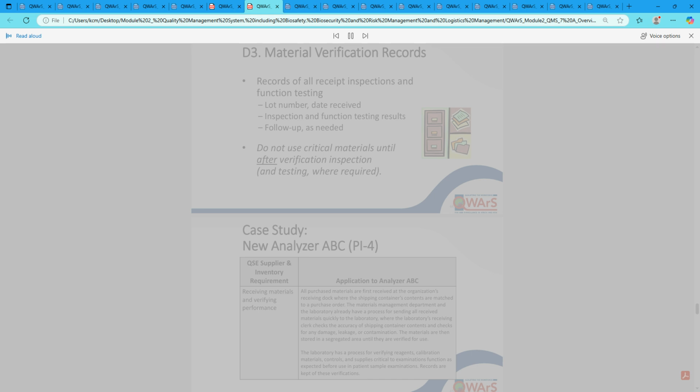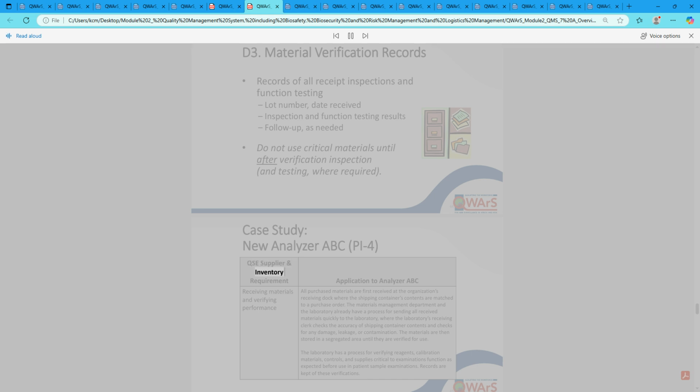D3. Material verification records. Records of all receipt inspections and function testing: lot number, date received, inspection and function testing results. Follow up as needed. Do not use critical materials until after verification inspection and testing, where required. Case study, new analyzer ABC PI4.